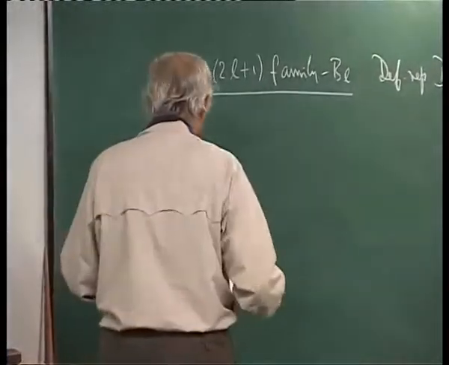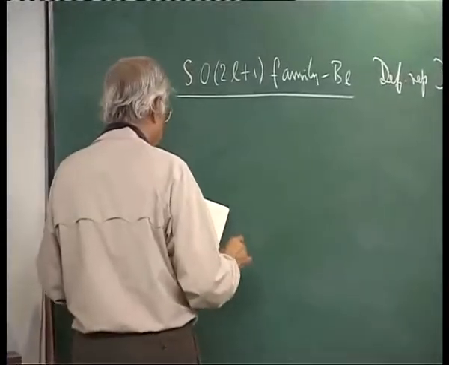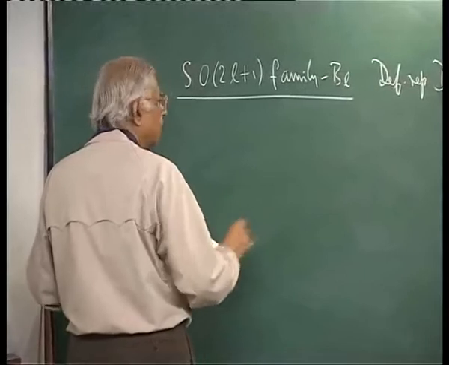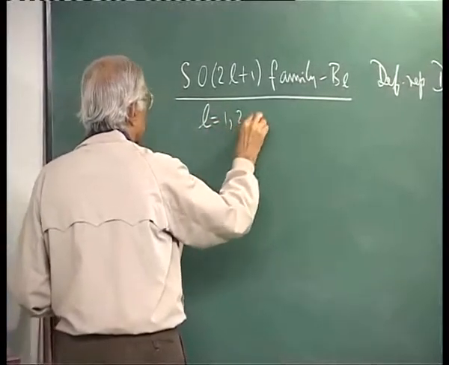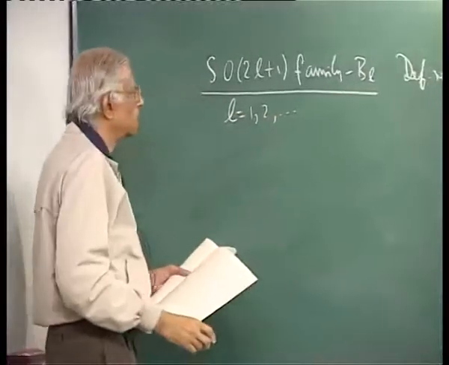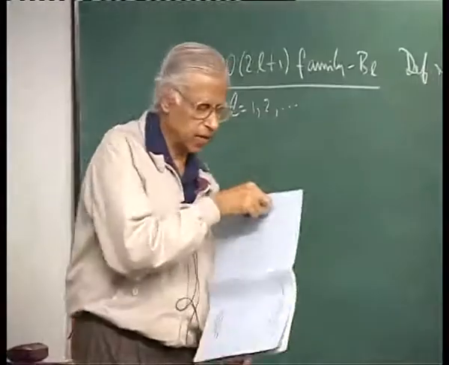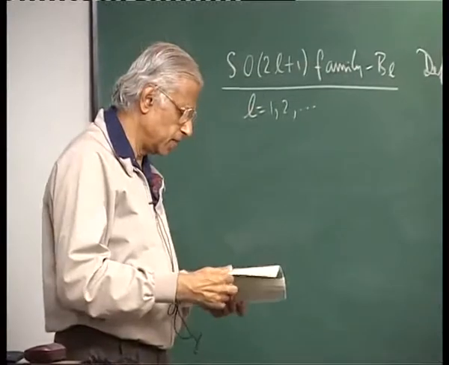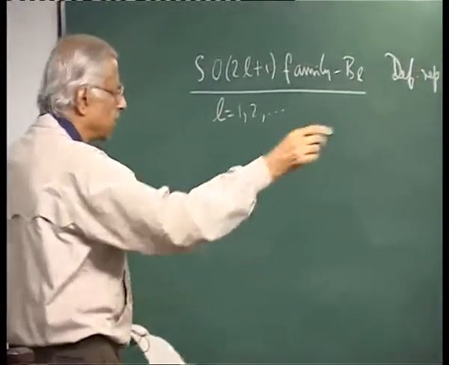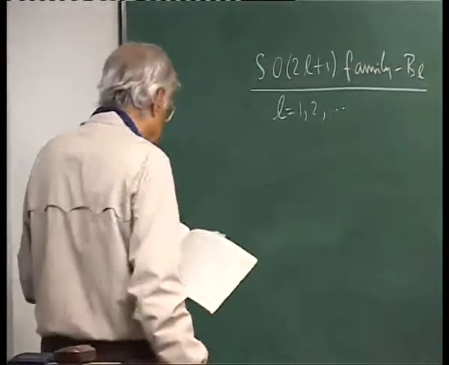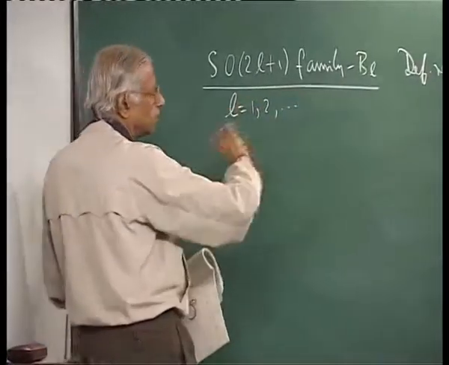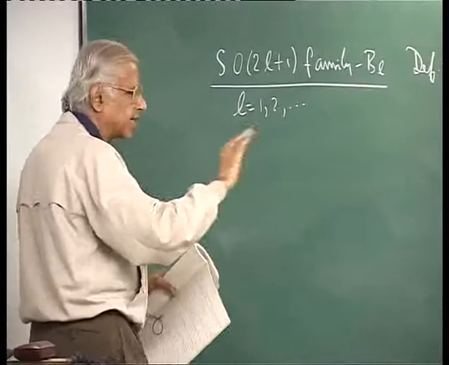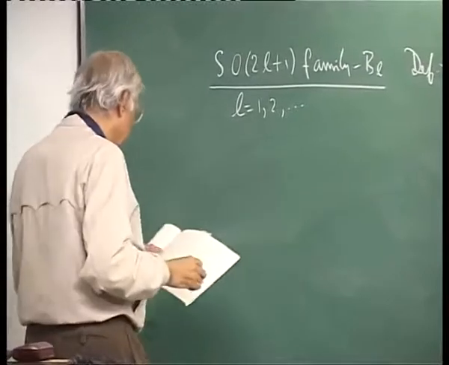So this is the defining representation. And for the moment, we will allow L to start with the lowest possible value, namely 1, and go all the way up in unit steps, all integers. So we will keep it in this form. Later on, we will notice some coincidences with other families, and we'll take care of that.